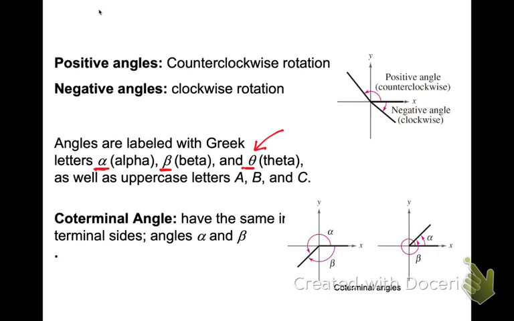Alpha, draw it like a little fish. Beta is a big B with a long stem. And theta is a circle with a line through it. Let me know when you're down to the bottom, because I don't want you to be writing when I'm talking about these.